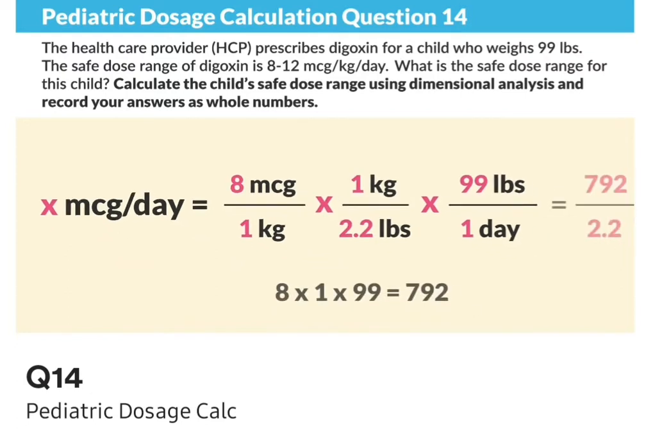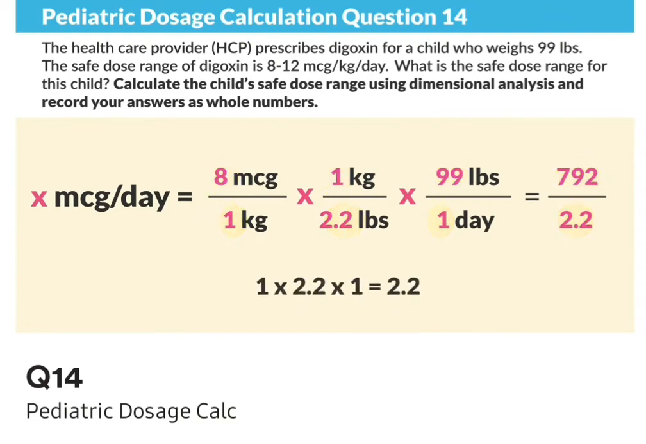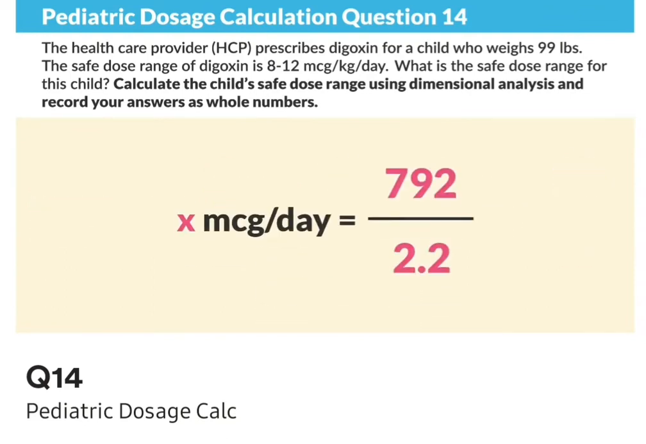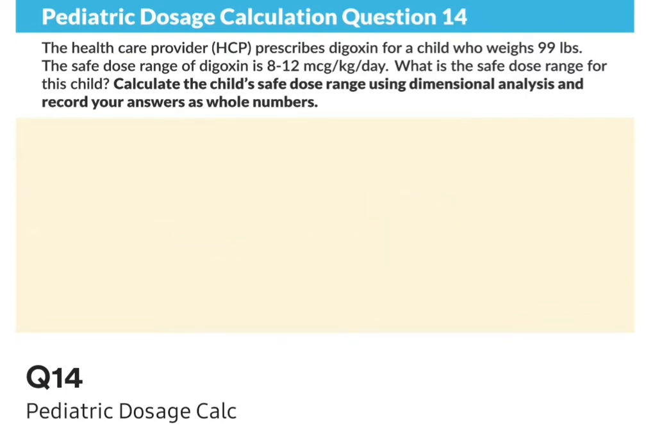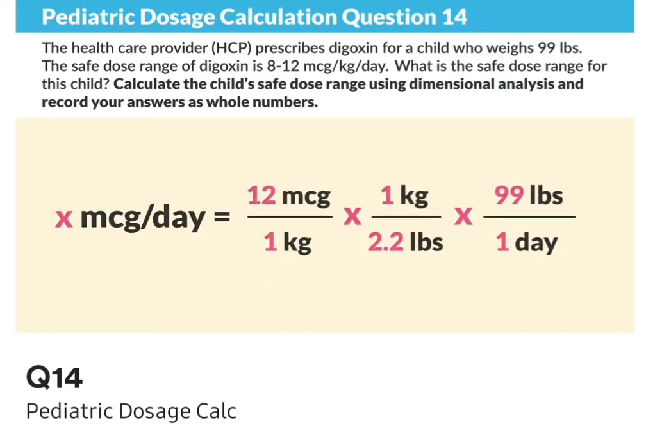Okay, now multiply the numbers across and on the bottom here. So we get the grand total of 792 over 2.2. So our low range is 360 because we just divided it here. Now, what about the high range? Well, we're simply just changing one number. We're changing that 8 micrograms to 12. So same exact thing here. X micrograms per day, and the only thing we're changing is that 12 micrograms for the high dose. So that's over 1 kilogram, and then 1 kilo over 2.2 pounds, and then the same weight, because the child hasn't changed weight, right? 99 pounds over that 1 dose.